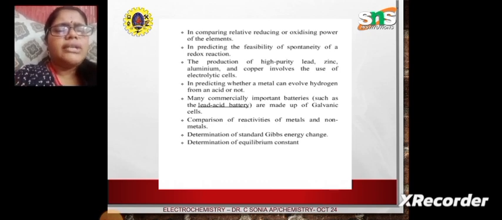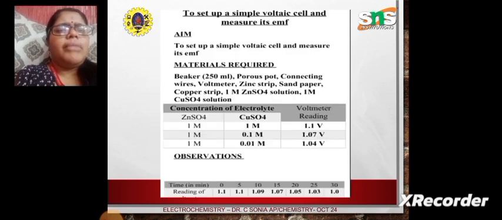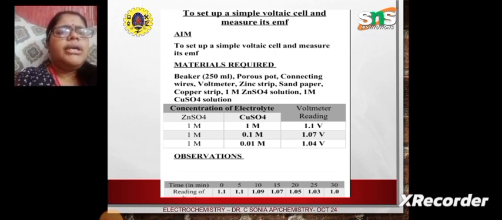Comparison of the reactivities of metals and non-metals. Determination of Gibbs energy change. Determination of equilibrium constant. So these are a few of the main applications. So we can set up a simple voltaic cell and measure its EMF. Okay, so what is the aim? It is to set up a simple voltaic cell.